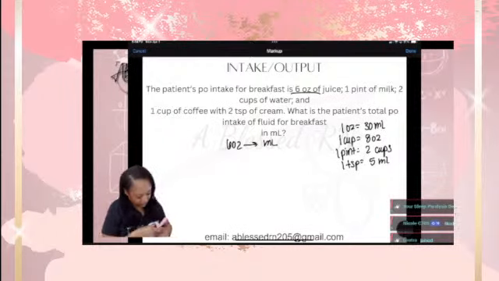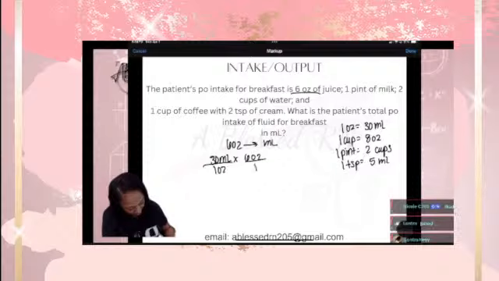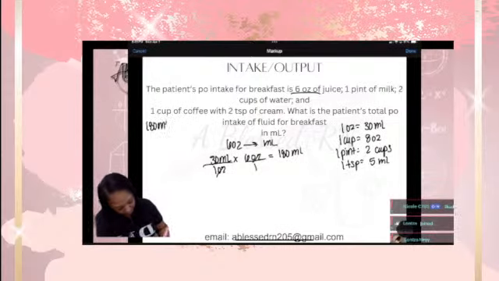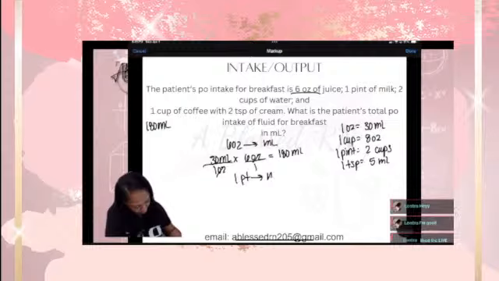Hello. All right, so if we're looking to change ounces to milliliters, we start with what we're looking for. So I'll use 30 milliliters is 1 ounce. And then I have 6 ounces. My ounces cross out. And then we'll do 30 times 6, which is going to be 180 milliliters. So I'm going to write that to the side. That is my juice. And then we need to go from 1 pint to milliliters.